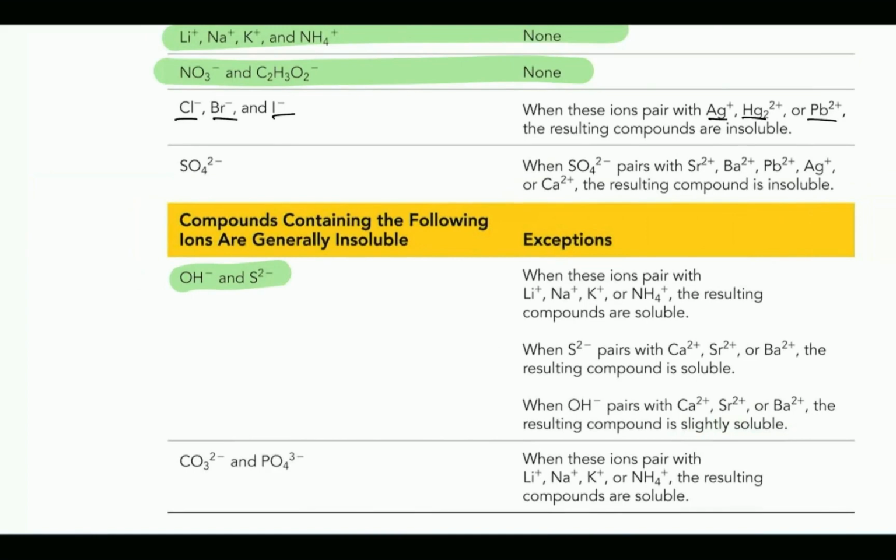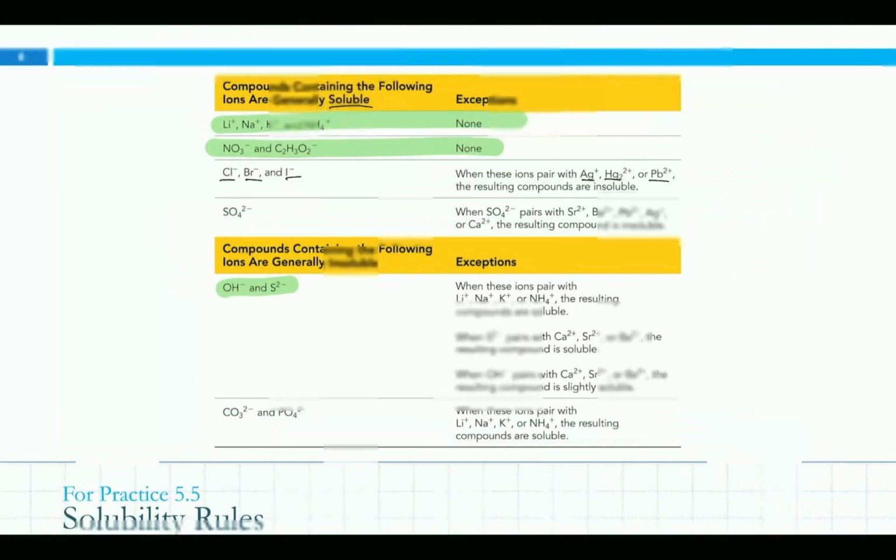So those are the ones that sort of get into that gray area of there is a certain amount of anything that will dissolve in water. And so again, this table is all about, most of the time these things are insoluble, sometimes they're not, these are the sometimes.